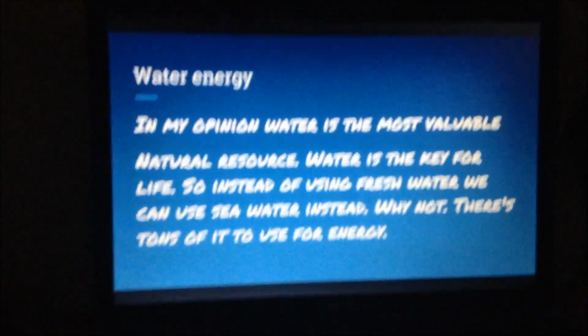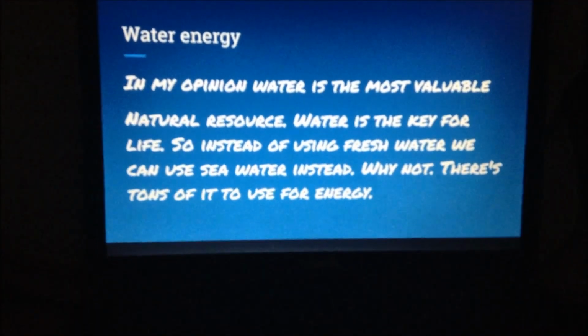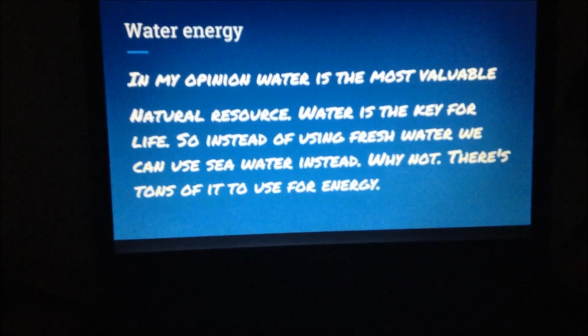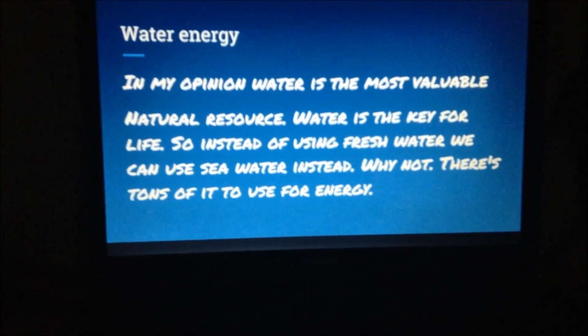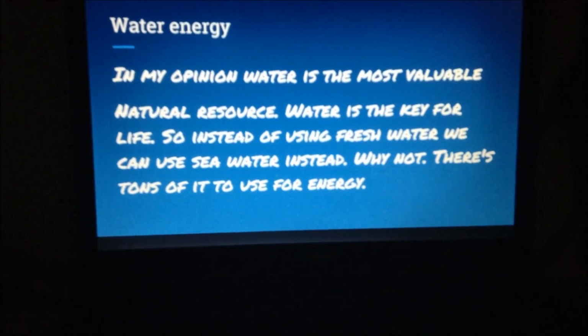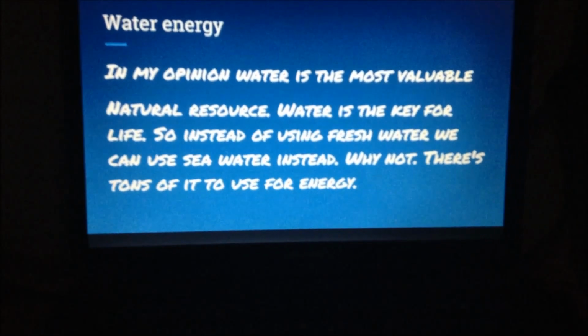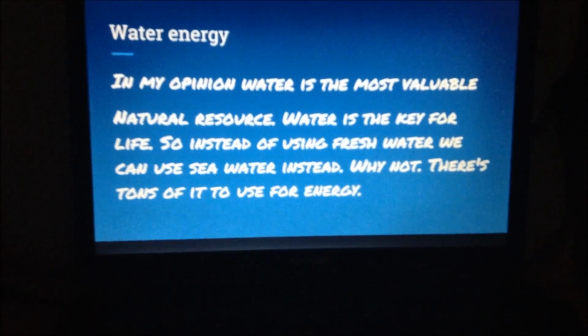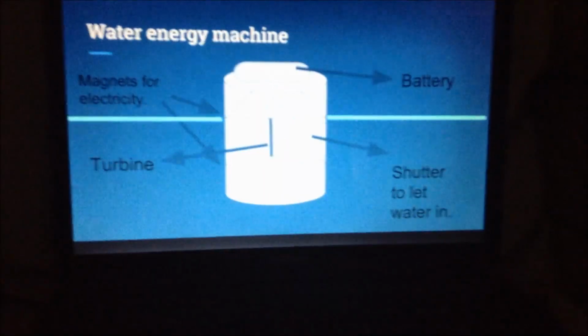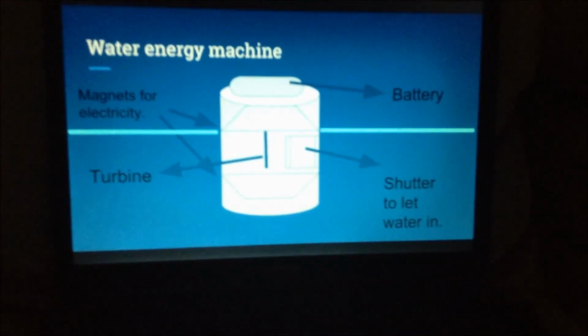Water energy. In my opinion, water is the most valuable natural resource. Water is the key for life. So instead of using fresh water, we can use seawater instead. Why are we using so much fresh water for our energy when there's tons of seawater? A way to use that is by activating this machine, the water energy machine.